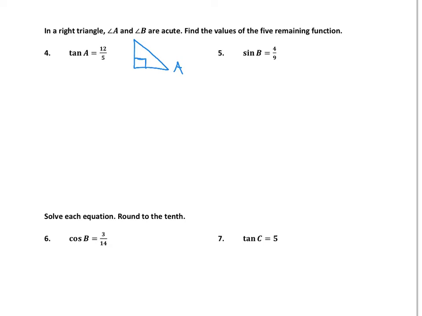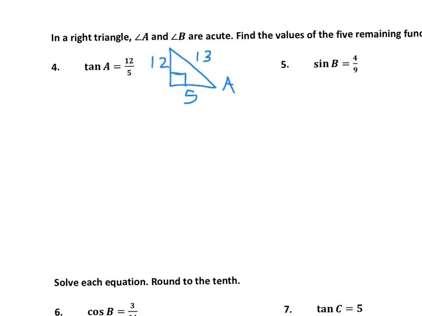Alright, so they tell us tangent of A equals 12 over 5. We know that tangent is opposite over adjacent, so I'm going to put a 12 on the opposite side of the A. I'm going to put a 5 on the side adjacent to A. That looks like a Pythagorean triple, 5, 12, 13. And now we write out the other 5.